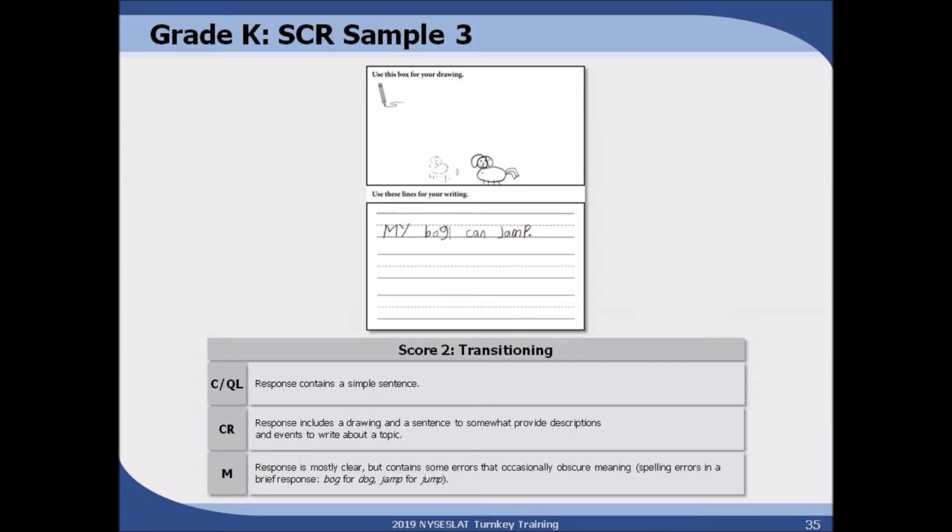Sample 3 is scored a 2, transitioning. The response contains a simple sentence, "my dog can jump." Responses that contain simple sentences are transitioning in complexity quality of language. Coherence of response is at the transitioning level. The response includes a drawing and a sentence to somewhat provide descriptions and events. The description here is can jump. Mechanics is at the transitioning level. The response is mostly clear, but contains errors that occasionally obscure meaning, like misspelling jump and dog in such a brief response.